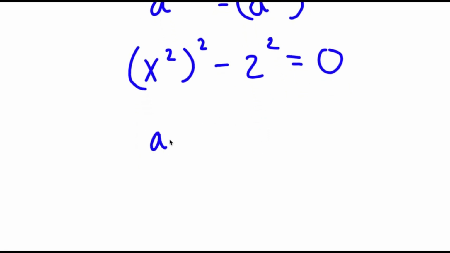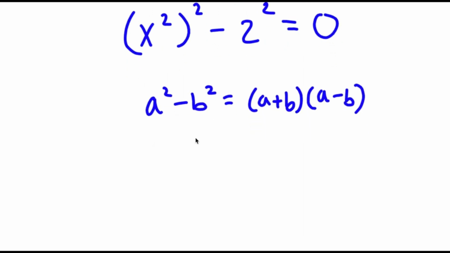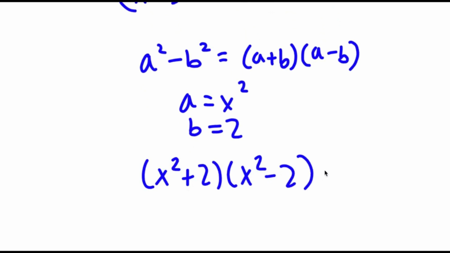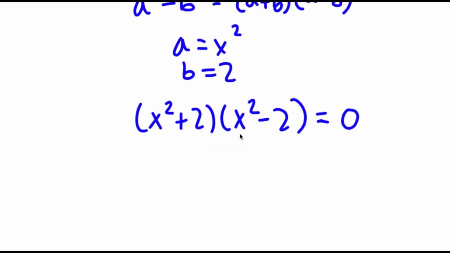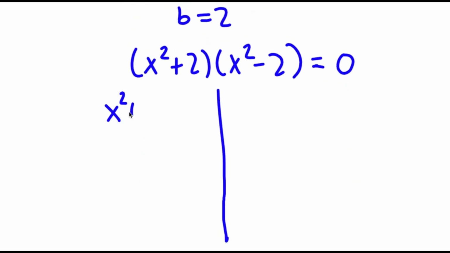Now if I have something in the form a squared minus b squared, this is equal to a plus b times a minus b. So in this case, a is x squared and b is 2. So I have x squared plus 2 times x squared minus 2 is equal to 0. So now this gives me two equations. I have x squared plus 2 is equal to 0, and x squared minus 2 is equal to 0.